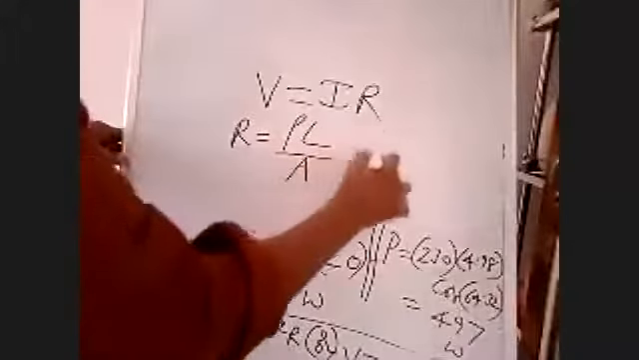And one more formula is there for resistance: R is equal to rho L by A. Rho is called resistivity. L is the length of the conductor, conductor means wire. A is the area of the conductor. R is called resistance. Rho is called resistivity of the material.